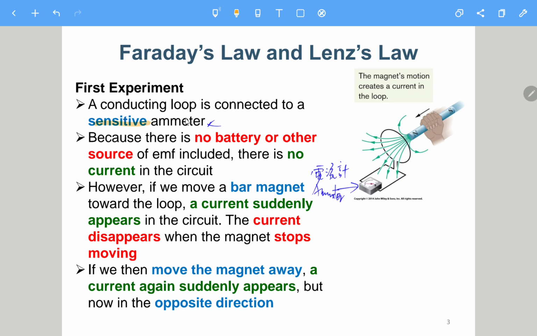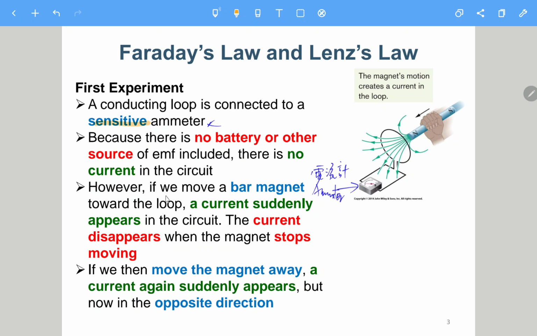So a conducting loop. We only have a loop here, and we don't have any battery connected to this loop. If you don't put anything nearby, there won't be any current. We just put an ammeter in series with this loop. Without this, there shouldn't be any current. If you remove this hand and the magnet bar, the ammeter will show zero current. Because there is no battery or other source of EMF induced, there is no current in the circuit.